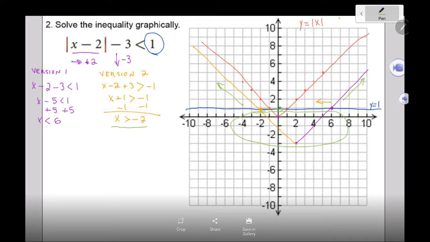And that's the idea. So it needs to make sense, and it needs to show how we shifted it over and shifted it down.